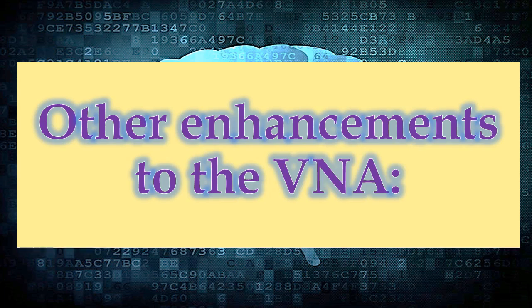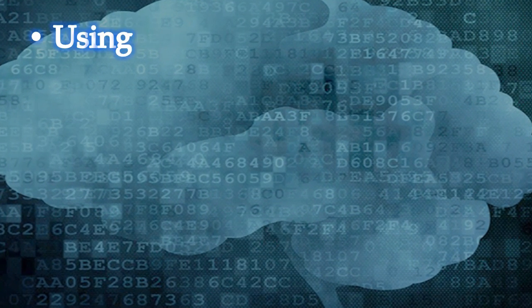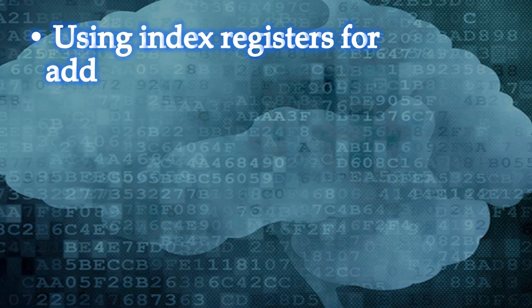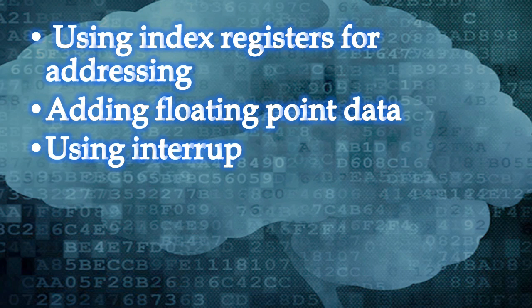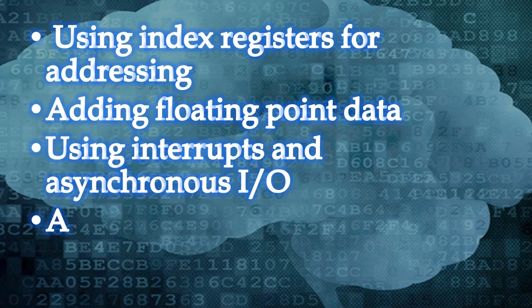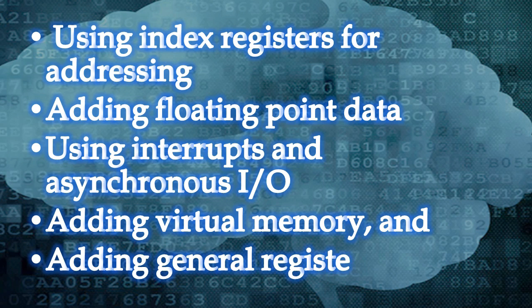Other enhancements to the von Neumann architecture include using index registers for addressing, adding floating point data, using interrupts and asynchronous input and output, adding virtual memory, and last, adding general registers.